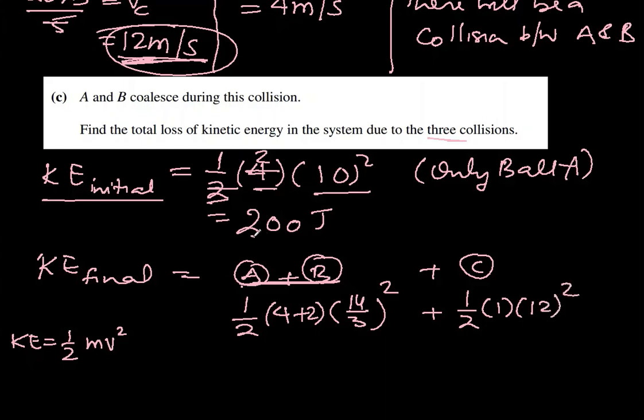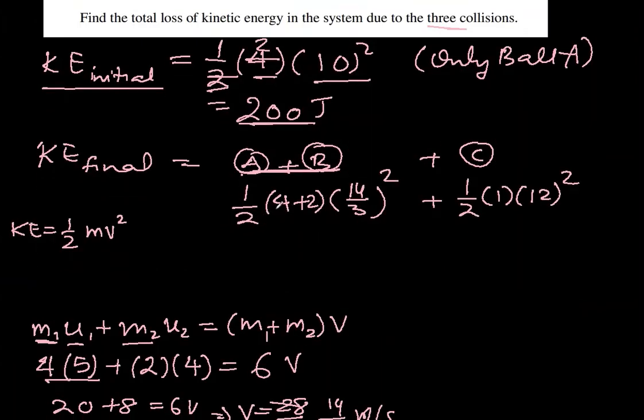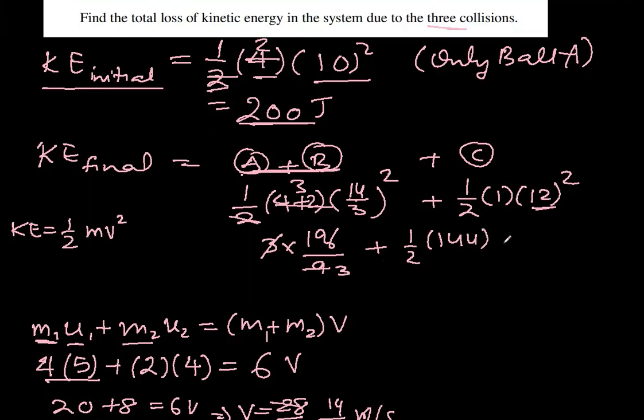So let's see, it should be less than 200 joules, this total sum. Let's see, 4 plus 2 is 6, so 2 and this cancel out, okay. 3 times 14 squared will be 196, divided by 3 squared will be 9, 3 and 9 cancel. So 196 over 3 plus half times 12 squared is 144, which will be 196 over 3, and this cancels to 72.